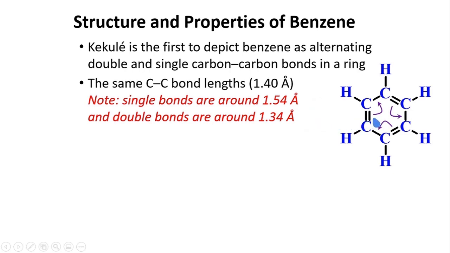This can be explained by the delocalization of electrons around the ring, and it's common for us to see benzene being depicted with a ring in the middle to represent the delocalization.